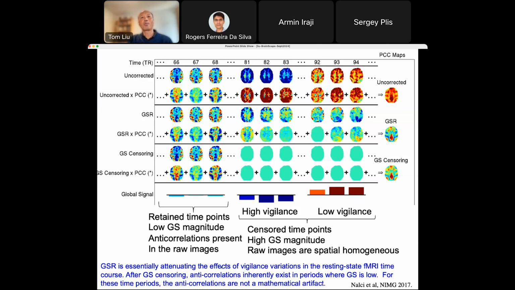And so whether this is a good thing or a bad thing will depend on your study and the design, because if you don't really care about differences in vigilance variations, then you might want to do global signal regression. But if you think that that might be carrying information about your state or population, then doing global signal regression might remove that information from your analysis.